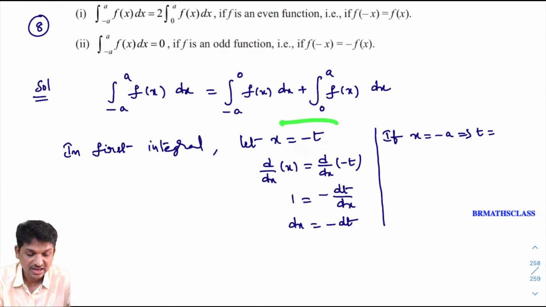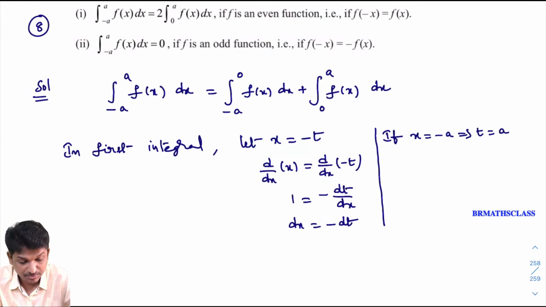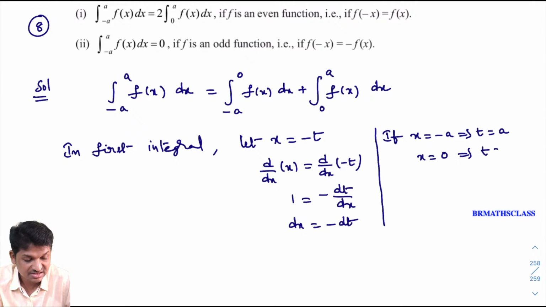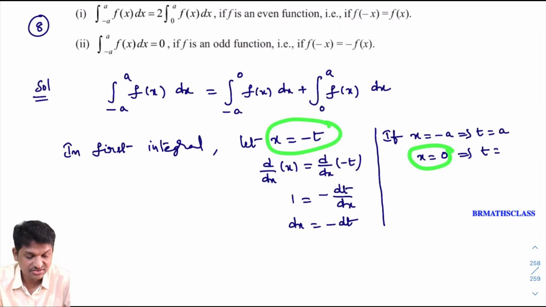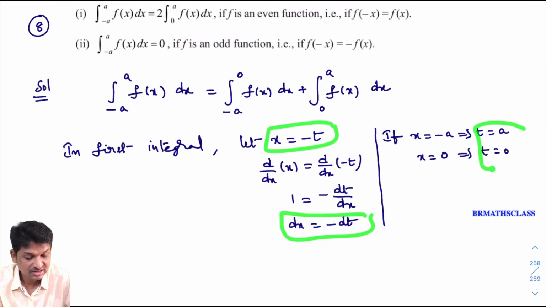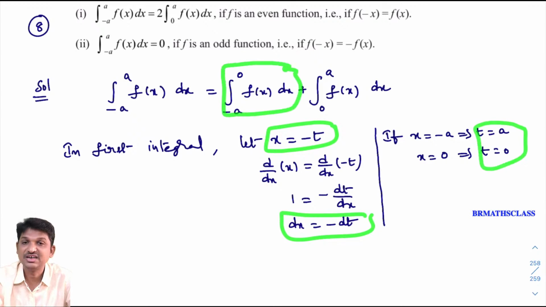I hope you are understanding. In this, in place of x, if you write minus a, minus minus will get cancelled. You will get t equal to a. That I will write, t equals a. Now, what is the upper limit? I am making changes only in this first integral. Upper limit is 0. If x equals 0, then what is t? In this, wherever x is there, you write 0. 0 equals minus t, that means t equals 0, right? Now, 3 things: 1, 2, 3. These 3 things you substitute in this first integral only.